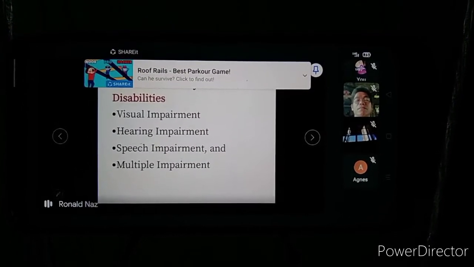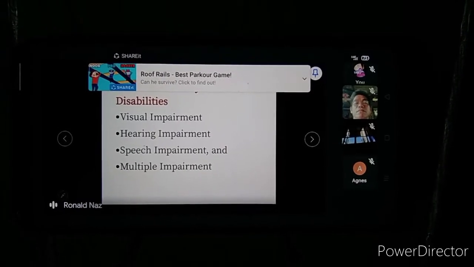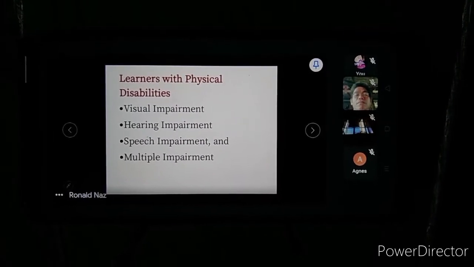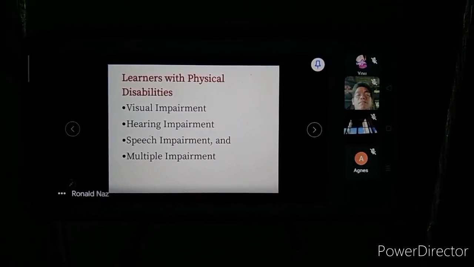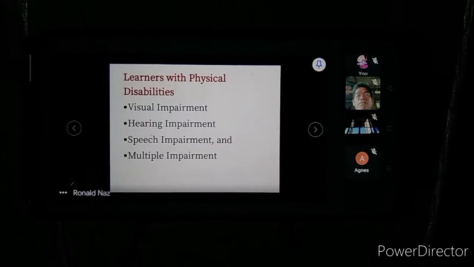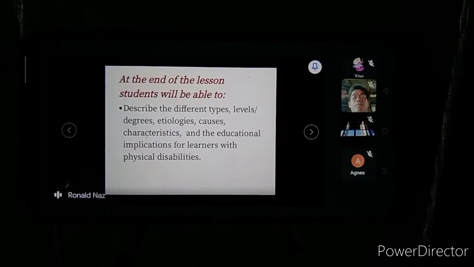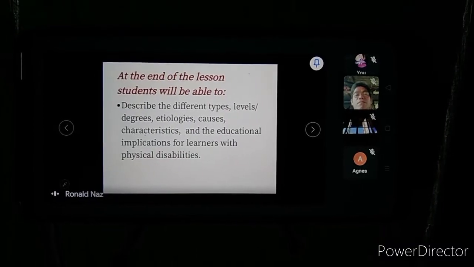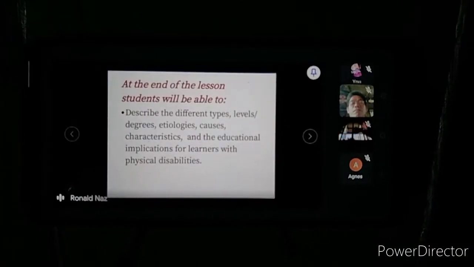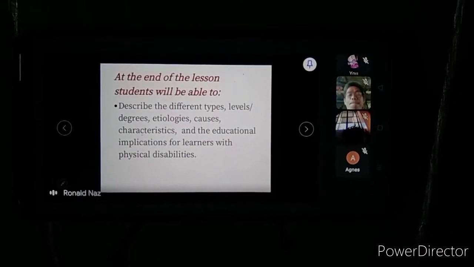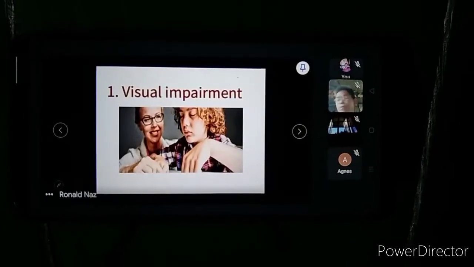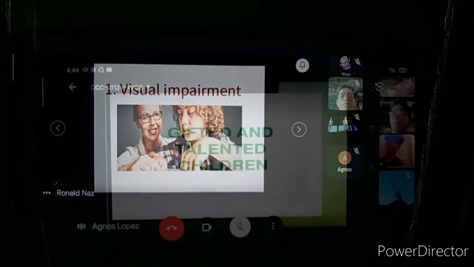Today we are going to give emphasis to these four types of learners with physical disabilities, which are visual impairment, hearing impairment, speech impairment, and multiple impairment. At the end of this lesson, you are expected to describe the different types, levels or degrees, etiologies, causes, characteristics, and the educational implications for learners with physical disabilities. First is the visual impairment.